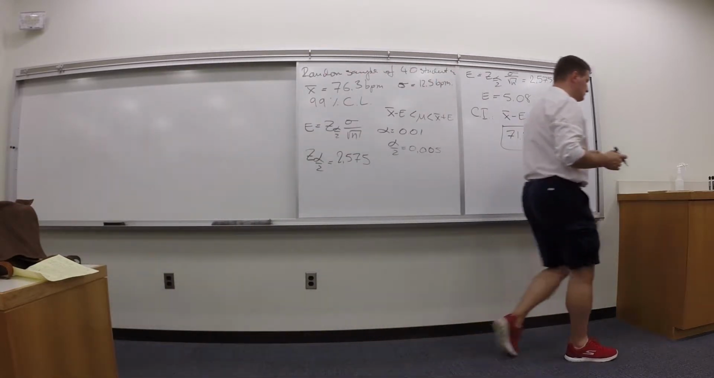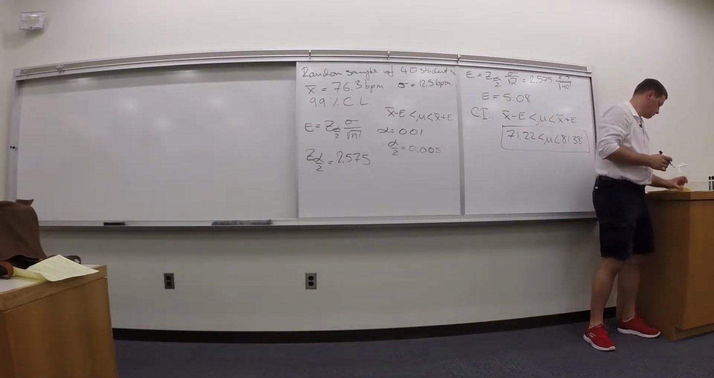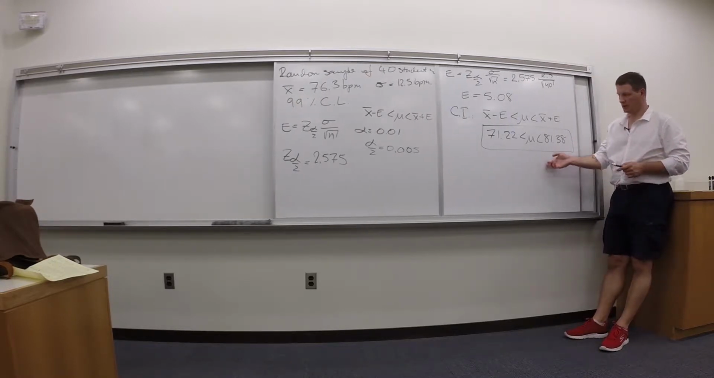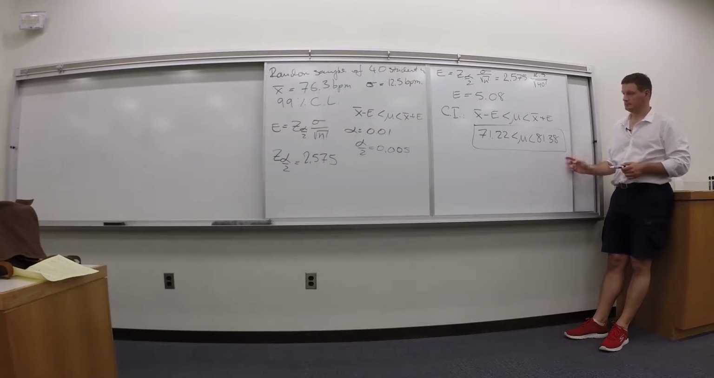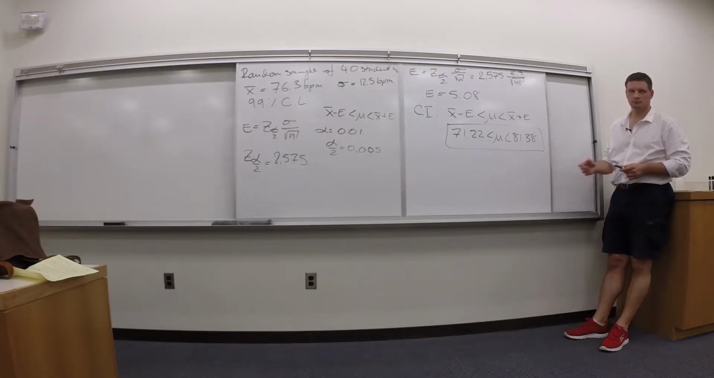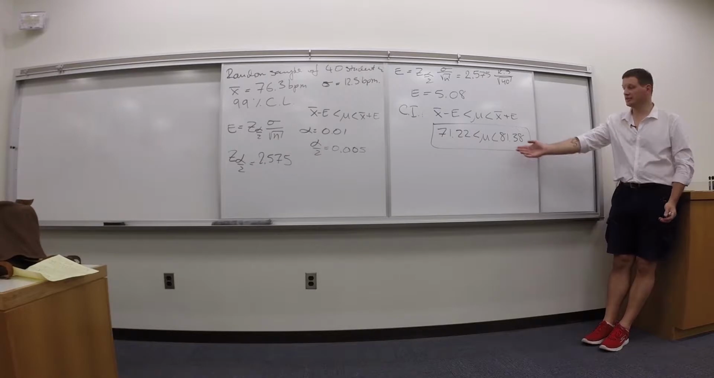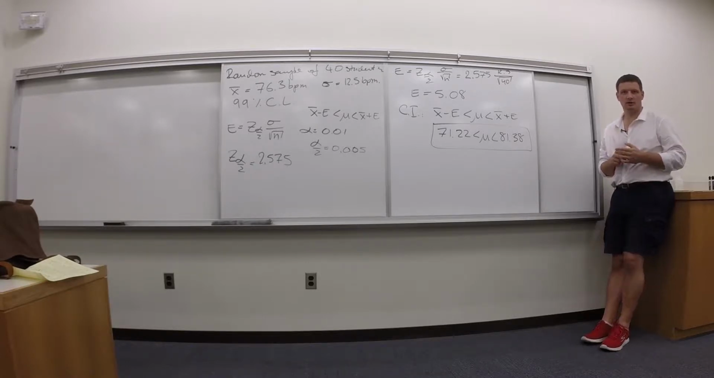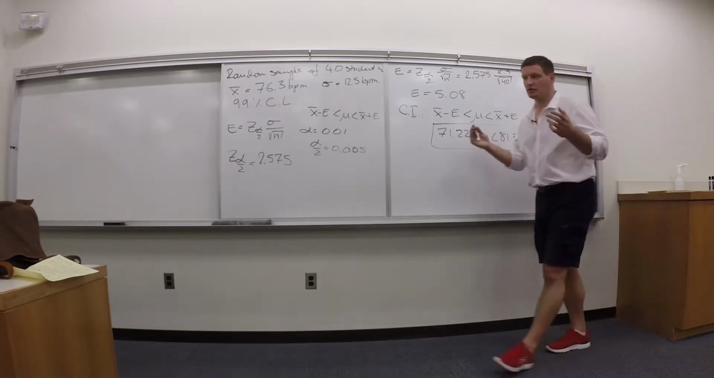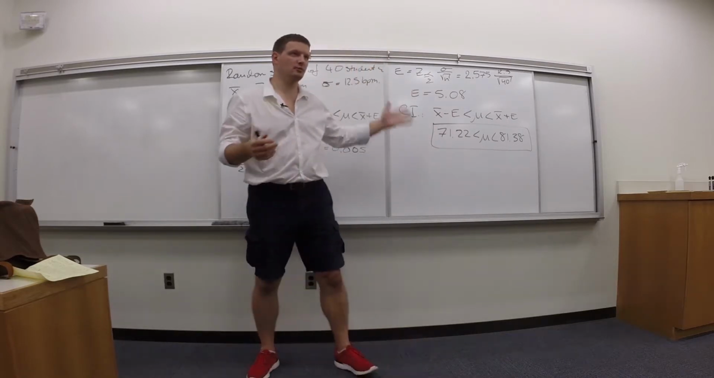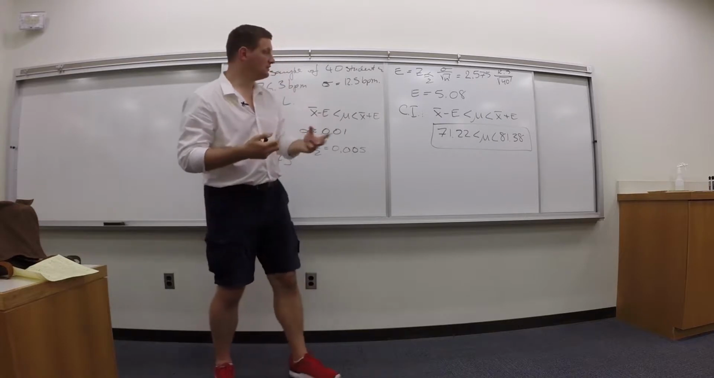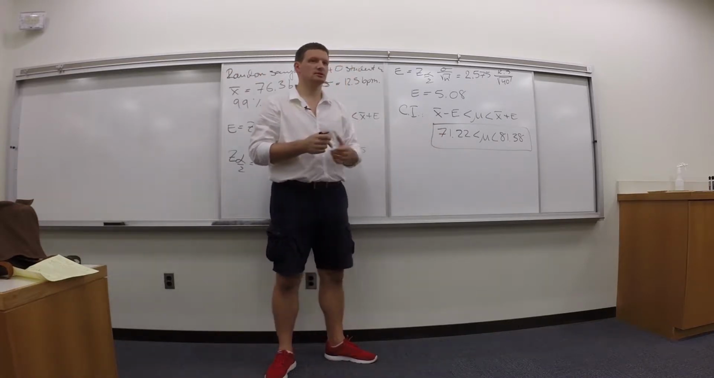So what's the answer? It says 71.22. Now what's the answer? Well, these are the numbers we got. What is the answer? There's a difference between numbers and an answer. In calculus or pre-algebra, this would be the answer. You box it in and you're good. This is statistics. I need more. I need to understand what this means.